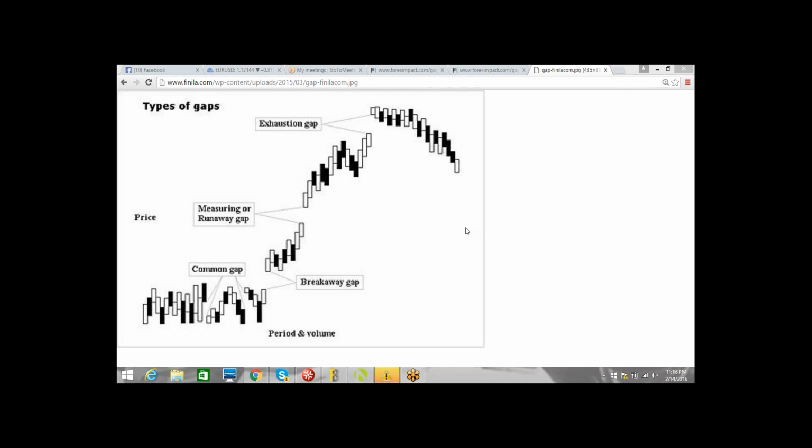All right, are you determining the gaps by the end of one candlestick and the start of the next, or the close of the next? Okay, so you're determining the gaps by the end of one candlestick and the start of the new one, okay? By the start of the new one.